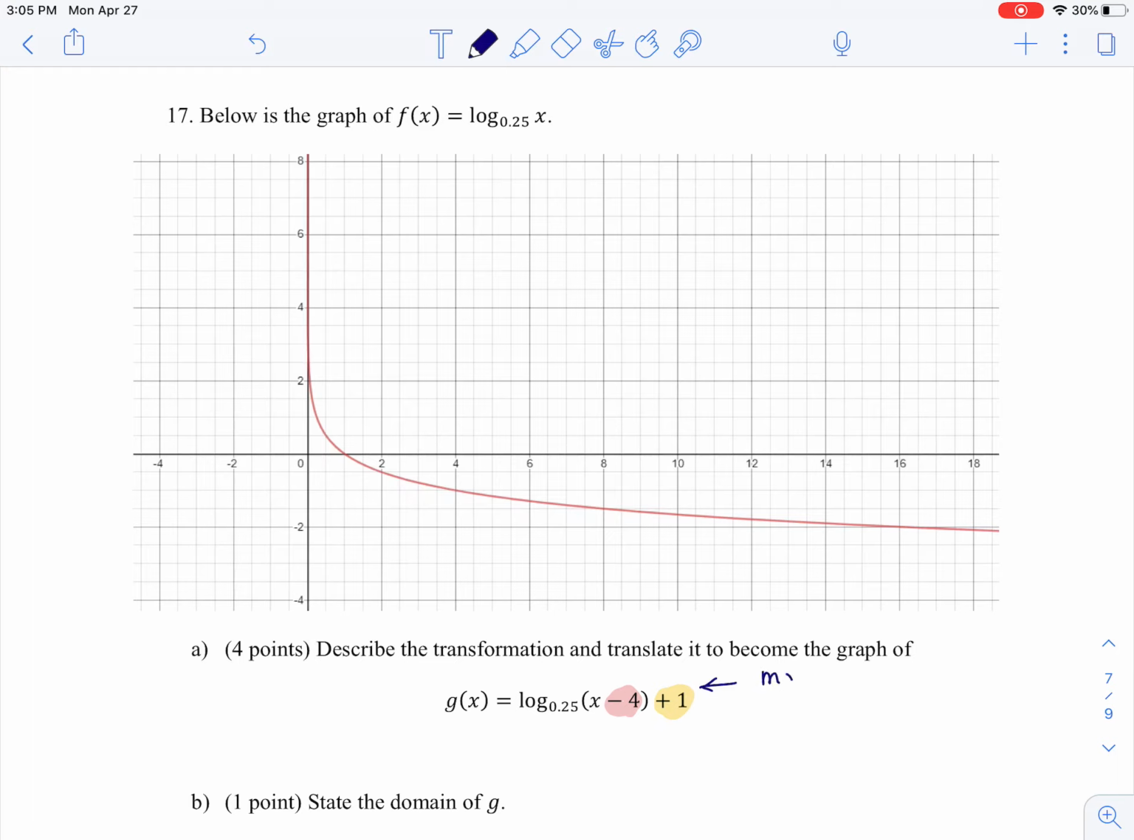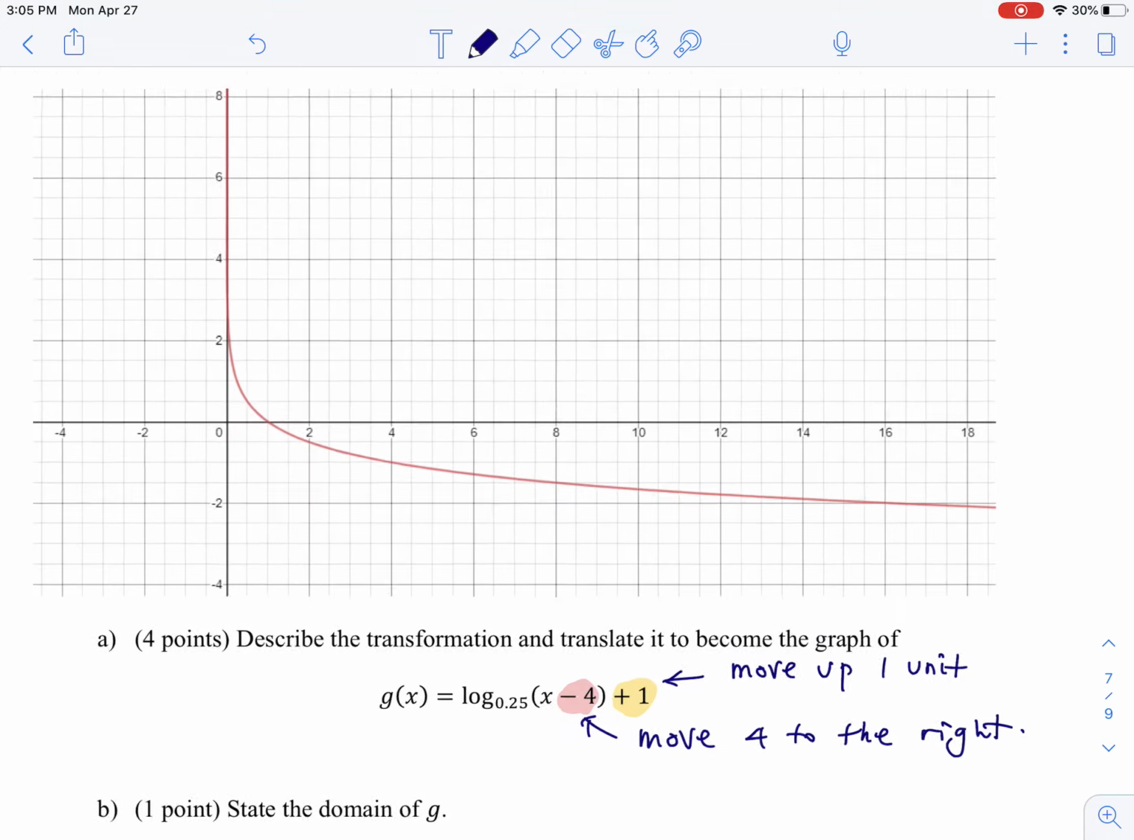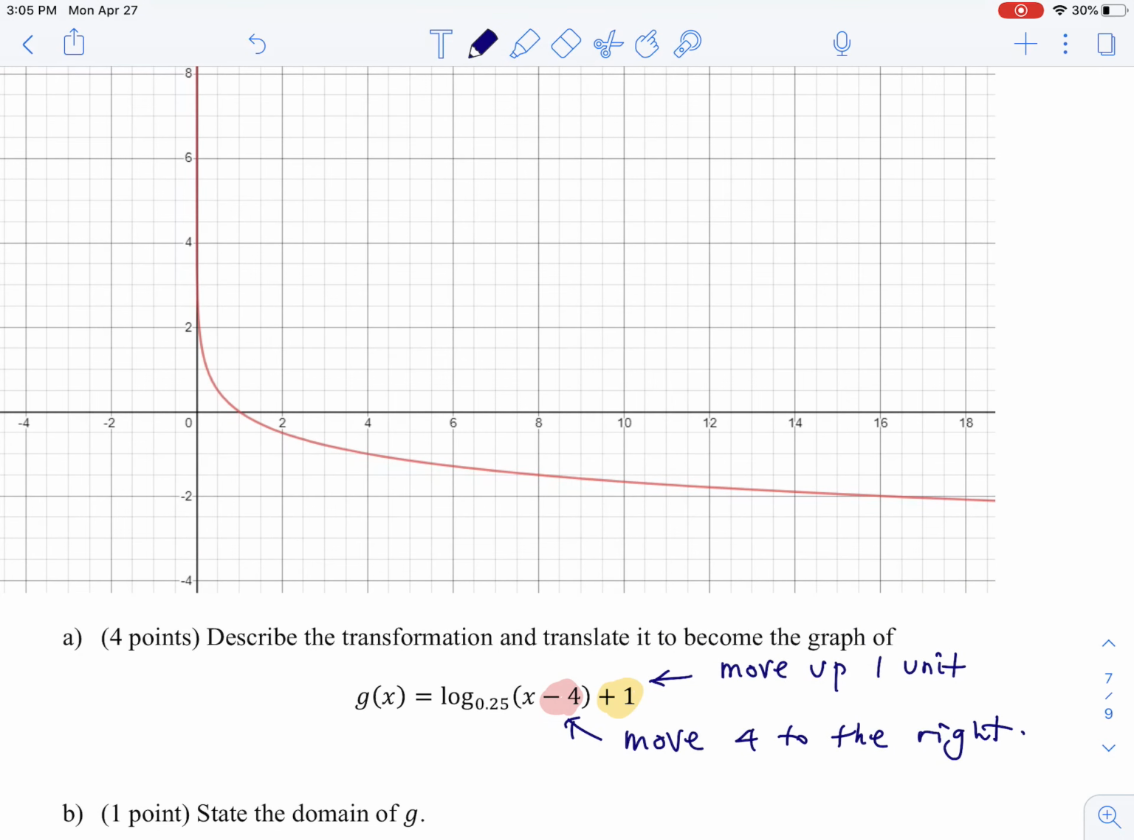Adding 1 will shift the graph, move up 1 unit, right? Every point on this graph will go up 1 unit. What else? This subtracting 4 inside will move 4 to the, which direction? Right. So what we're going to do is this. If you guys are taking this exam on ALEKS, then it will be as easy as just grabbing this graph and dragging it, okay? Up 1, right 4. But for me, because I have to graph this by hand, I will just pick some good points here.